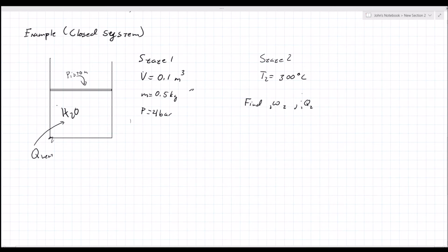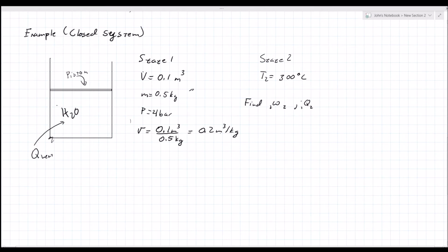Well, first things first, I need to know where I am. Is my water liquid? Is my water vapor at the beginning? Is it just in the middle of transferring from liquid to vapor? What's my state point? Well, let's first find the specific volume. Remember, we need two independent intrinsic properties. So my specific volume is 0.1 meters cubed divided by 0.5 kilograms, which is equal to 0.2 meters cubed per kilogram.